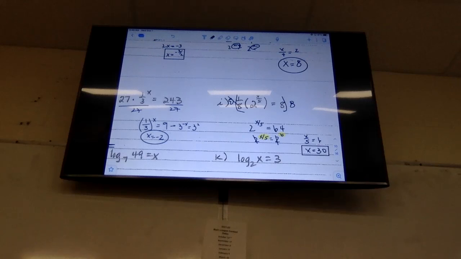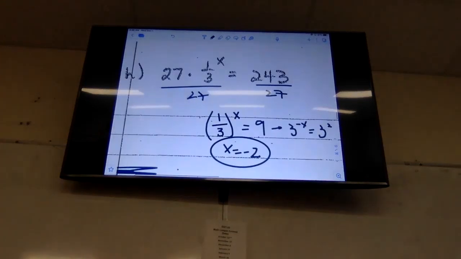The one thing I have to say about H is that I kind of stop here and think, okay, what can I do to 1/3 to make it equal 9? I know that I can flip it to make it not be in the denominator anymore, and I know 3 squared is 9, so I just went immediately to -2. I was asking what I can do to 1/3 to get to 9.